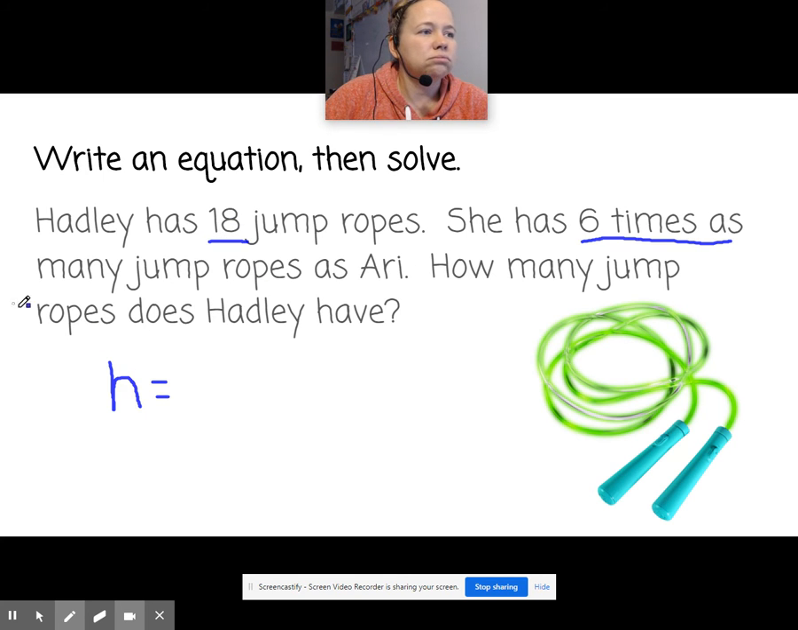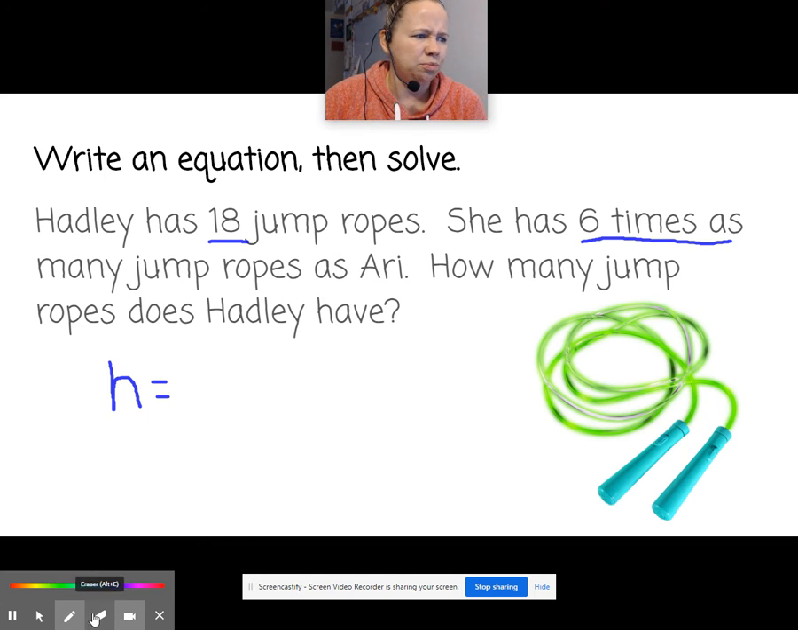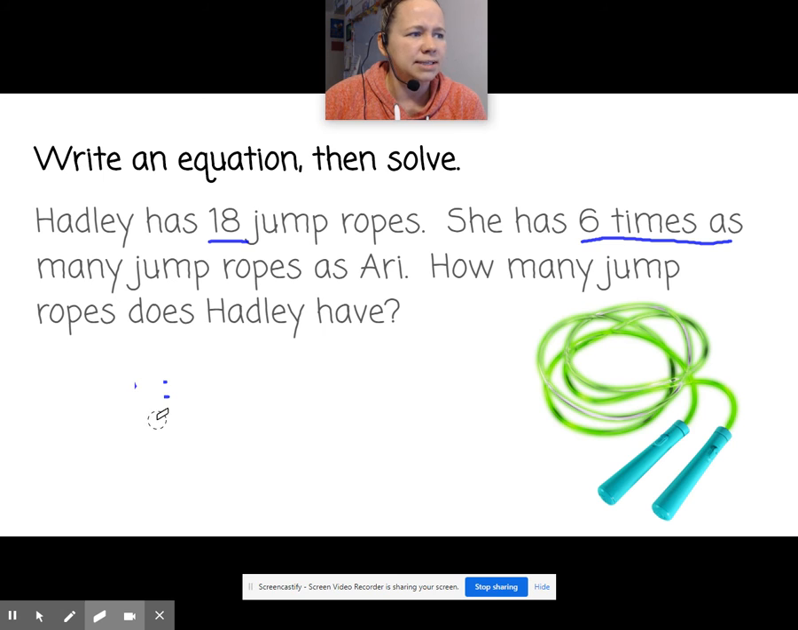I wrote this problem wrong. We already know how many Hadley has. It says Hadley has 18 jump ropes. See, everybody makes mistakes. I made a mistake when I wrote this slide. We already know that Hadley has 18 jump ropes. So I think what I meant to type in this problem was, how many jump ropes does Ari have? We want to know how many does Ari have. So let's go with that.